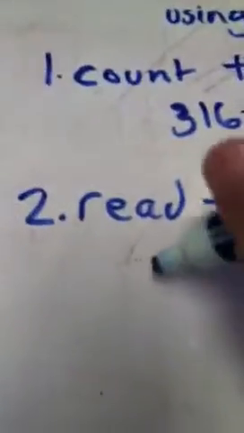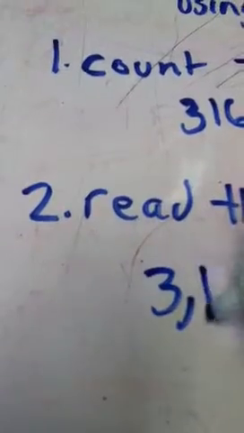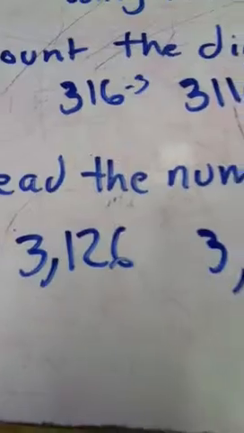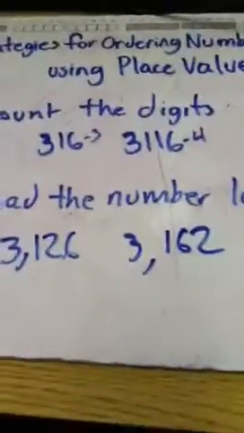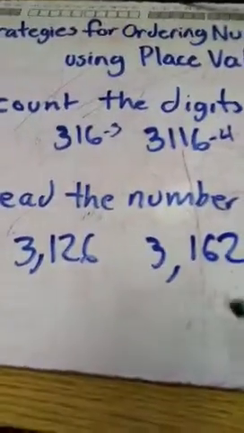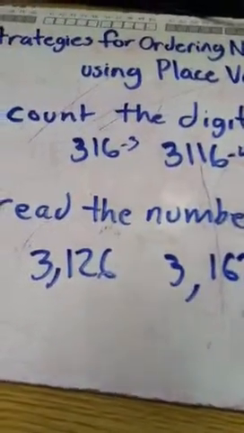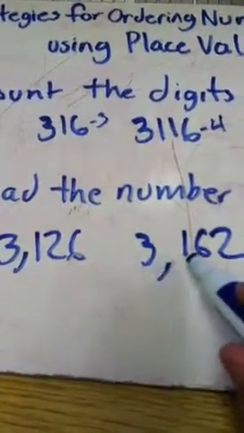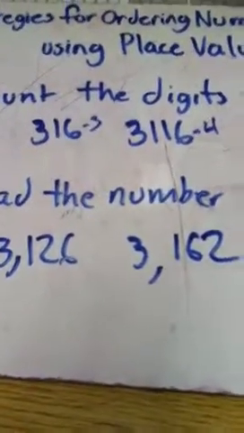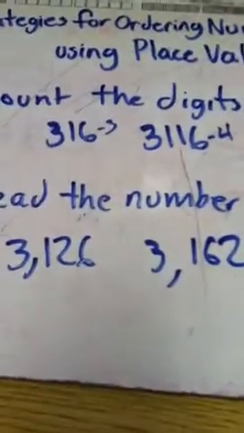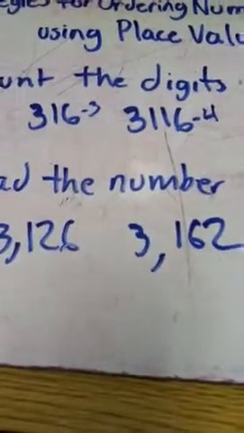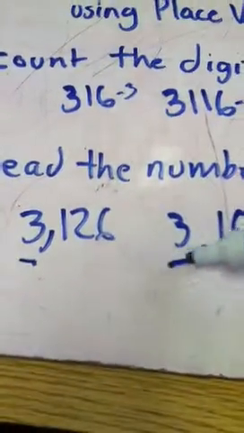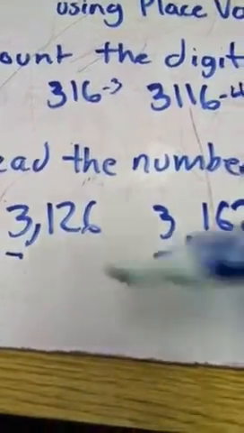So, for example, if I get two numbers, 3,126 and 3,162, they look really similar. And as I look at them, again, I'm going to use my first step, which is counting the digits. I have 1, 2, 3, 4 digits. I have 1, 2, 3, 4 digits. So since they both have 4 digits, now what I need to do is compare each individual digit, which is why I'm going to read them from left to right. So I'm going to start here at the 3, look at them, they're both the same.